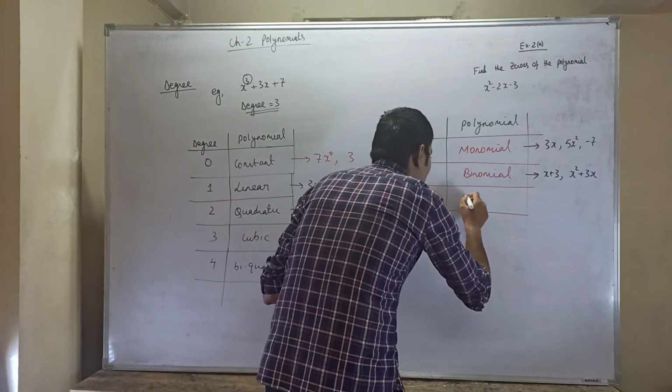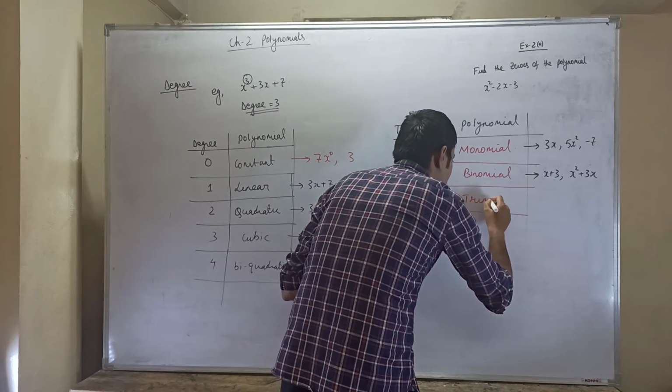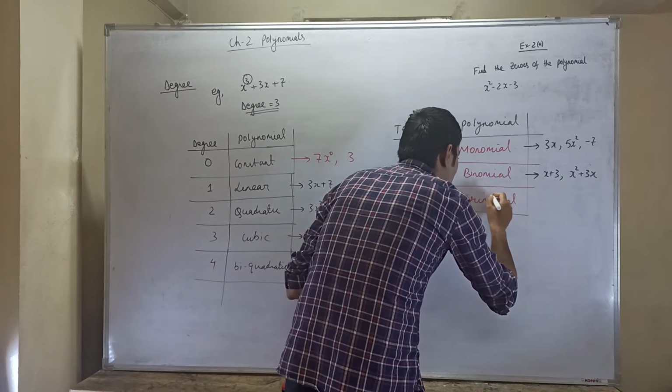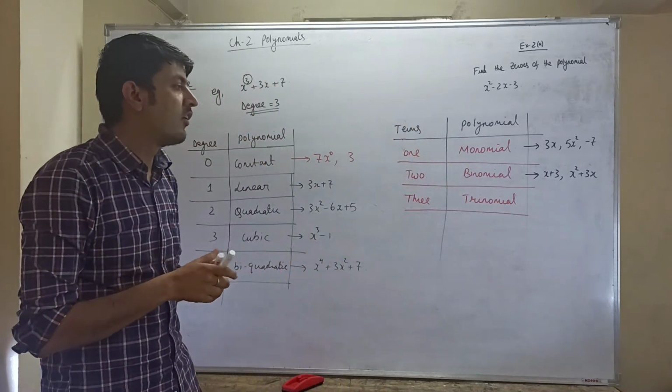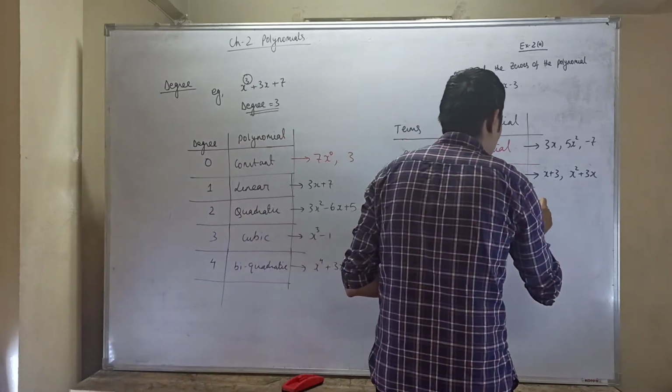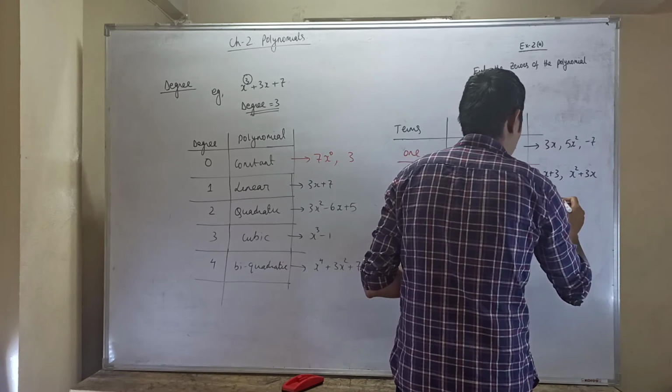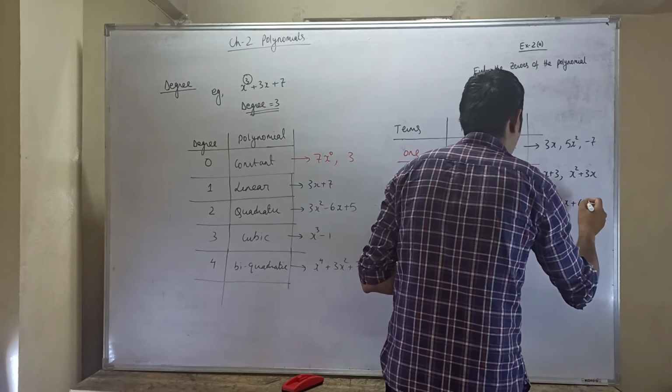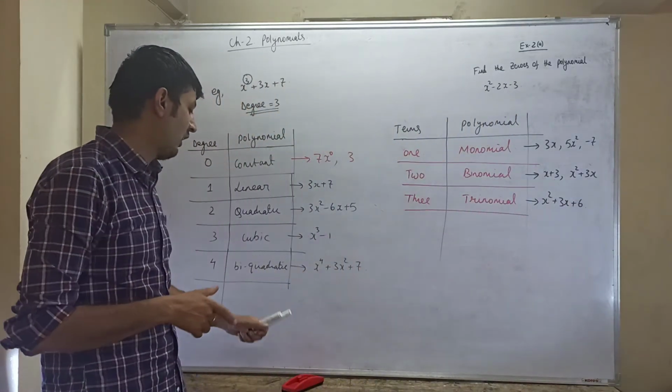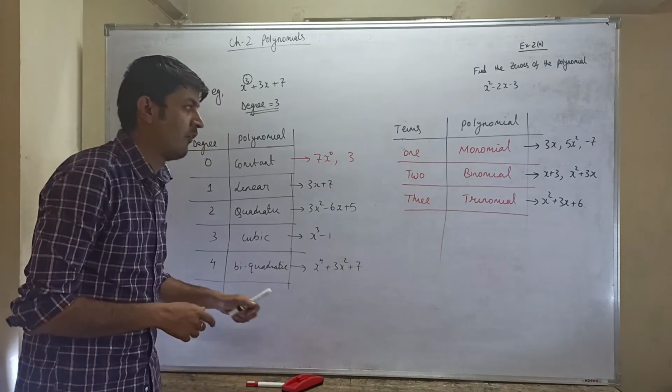It is called your trinomial polynomial. So trinomial means what? Three terms. So x square plus 3x plus 6. So this way you can do it whenever the problem comes.